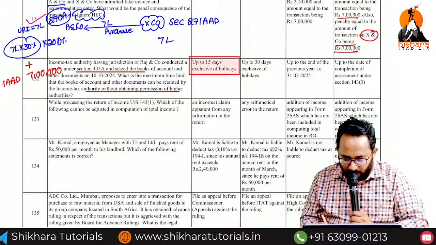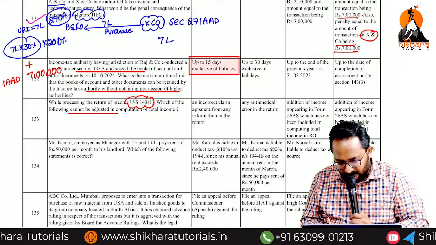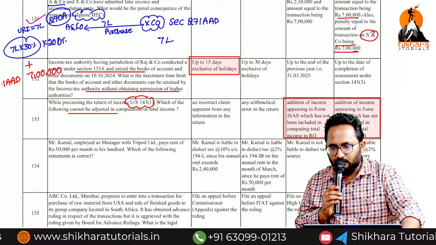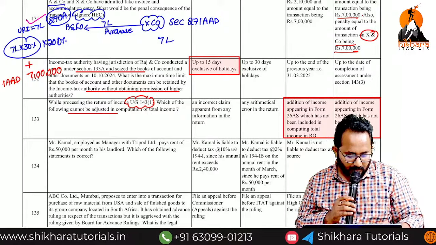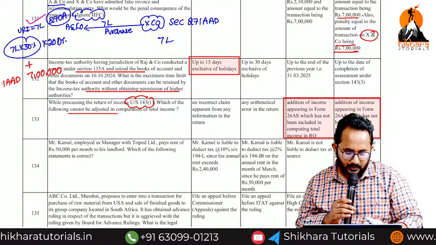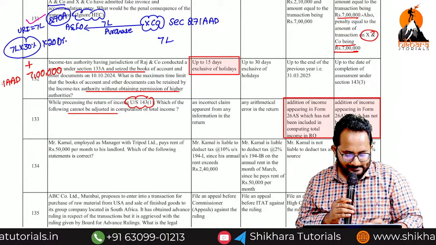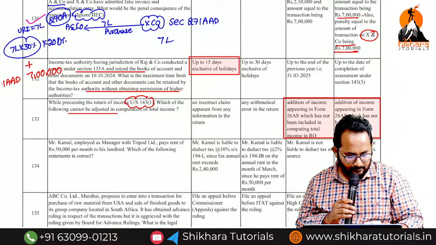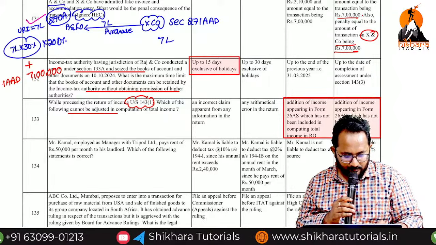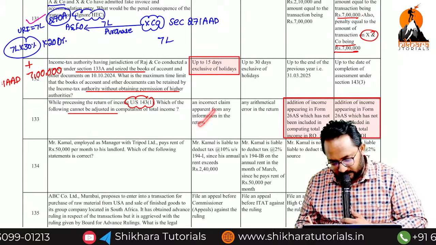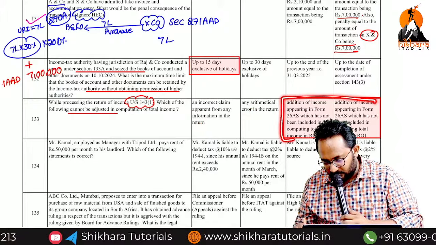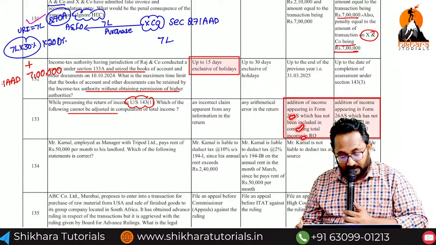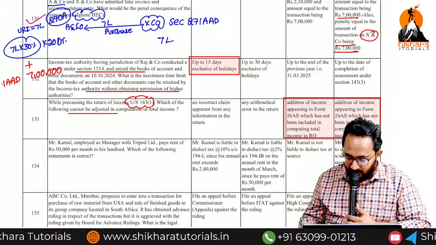Next, section 143 subsection 1. Which one of the following we can't adjust while doing the processing of return of income? These two are one and the same. Arithmetical errors we can adjust. If any mistake is apparent from the records, yes we can. But 26AS records related, if any income reflected in 26AS that is not reflected in the return, we can't adjust under section 143 subsection 1.